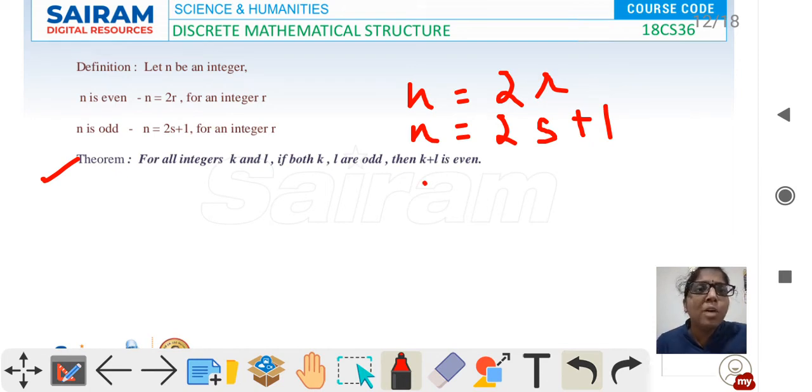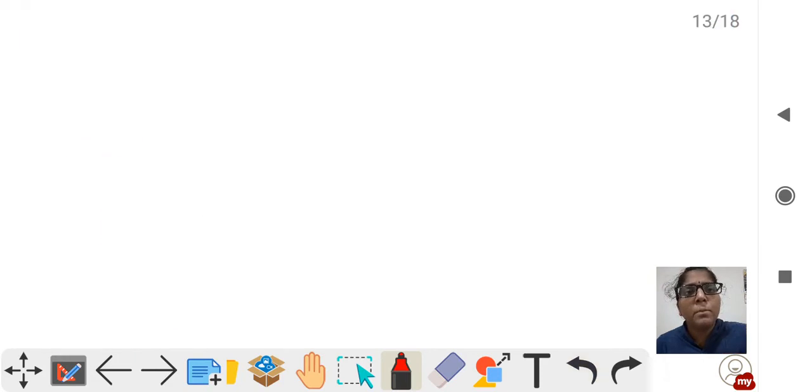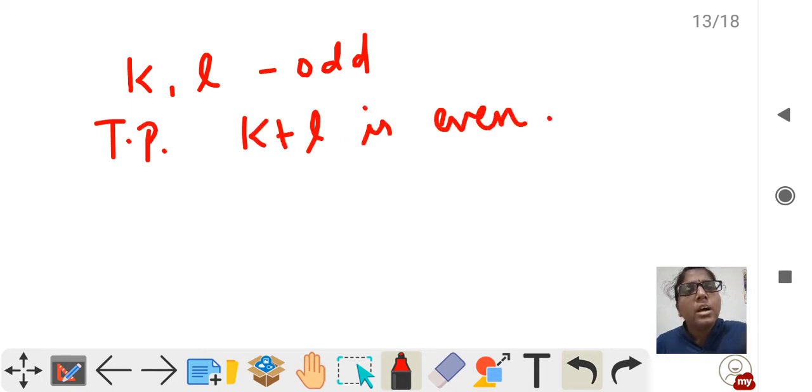So what you have to take? You have to take k and l as odd numbers, and you have to prove k plus l is an even number. If k and l are odd numbers, what we have to prove is k plus l is even. So what is k? K is an odd number. So how will it be?